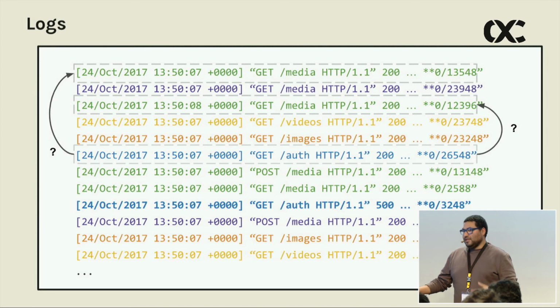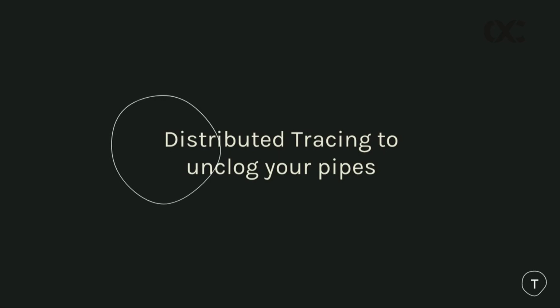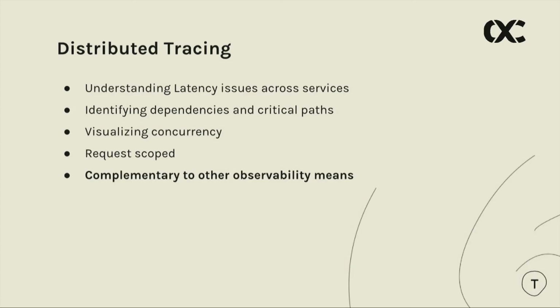So logs will tell you that something happened, but not what happened and how it is affecting the other components. Then is when distributed tracing comes in, because distributed tracing will unclog your pipes. How? Well, first let me explain what it is: a way to understand what happened in your request. You can think of it as an action replay. You can look at the request and see, okay, this and this and this happened, and now I understand what is going on.